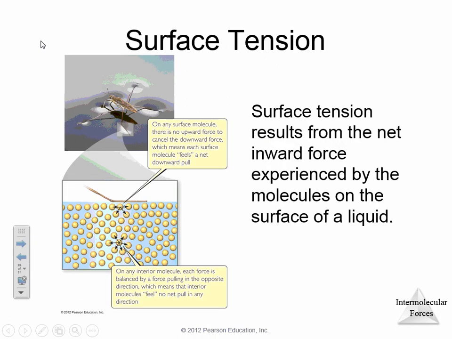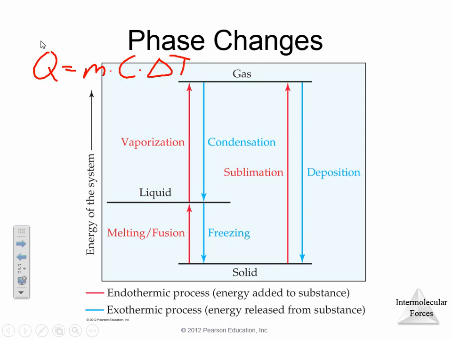Another thing is surface tension. Surface tension results from the force on the fluid at the surface of the fluid. So water has a great surface tension. Why does water have a great surface tension? Because water has hydrogen bonding, and hydrogen bonding, remember, is the strongest of those three intermolecular forces. So we have viscosity, we have surface tension.